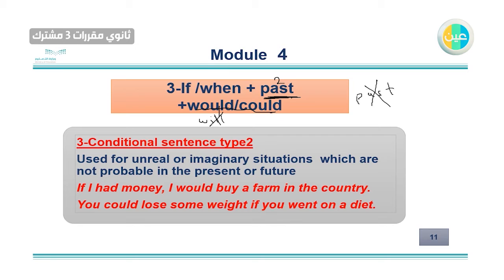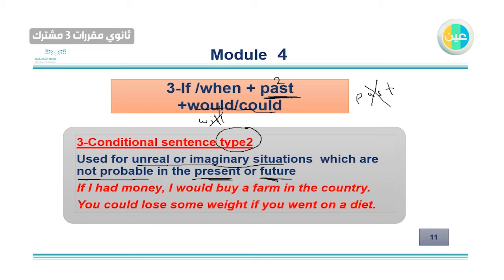Okay, let's study it. We call it conditional sentence type 2. So we call this part type 2. What does type 2 mean? Used for unreal, okay? Unreal or imaginary situation. Just I imagine something. It didn't happen. I imagine something, and this something not probable, maybe impossible to happen in a present or a future, not the past. Okay, I talk about something unreal or just I imagine something.